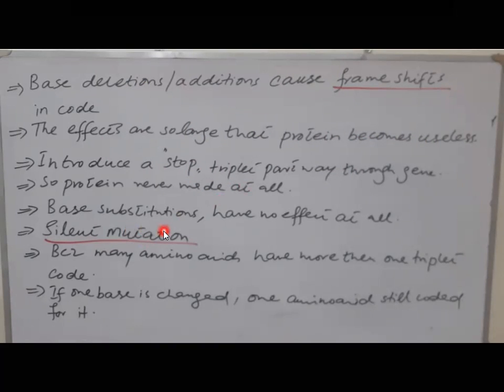If there are base substitutions, they may have no effect at all. They will cause a silent mutation, because many amino acids have more than one triplet code, and if one base is changed, the same amino acid is still coded for in certain cases. There are two kinds of mutations: frame shifts and silent mutations.